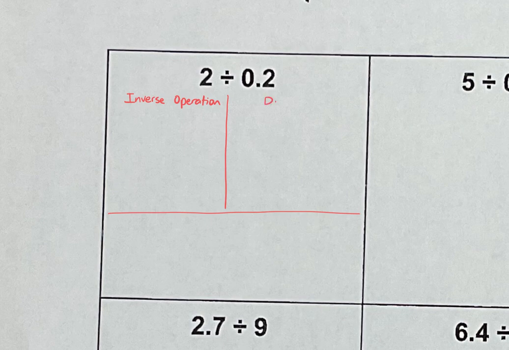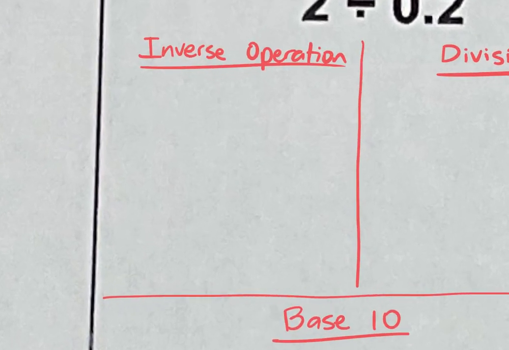And I will title the second section Division. Okay, we can underline those if we want. And then my final area down here will be called Base 10. And we know what base 10 is, right? The base 10 blocks, the green squares and cubes and 10 sticks, or tenth sticks, right? So let's look at inverse operation first.